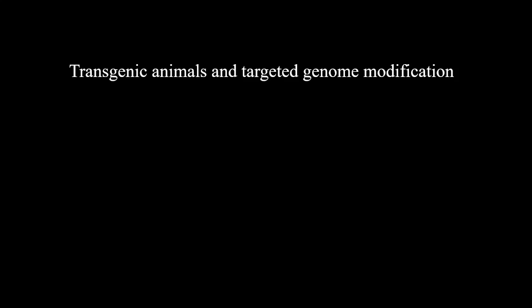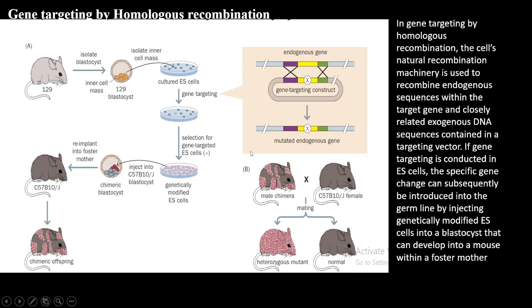So today we are going to study about the transgenic animals and targeted genome modification. As you know, transgenic animals are the animals which contain the foreign genes for any specific purpose, and how we can generate them, how we can modify their genome, that is what we are going to study today. So gene targeting, how we can target the gene by the homologous recombination method.